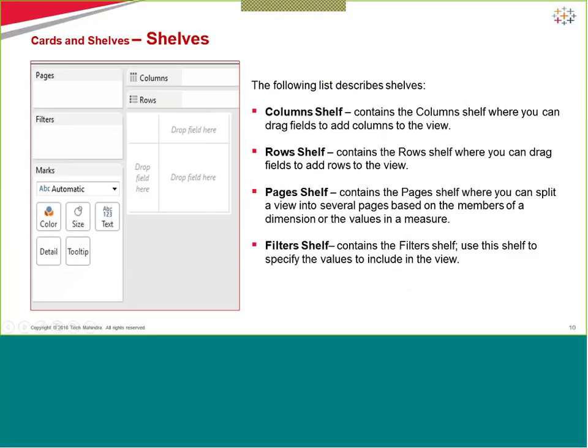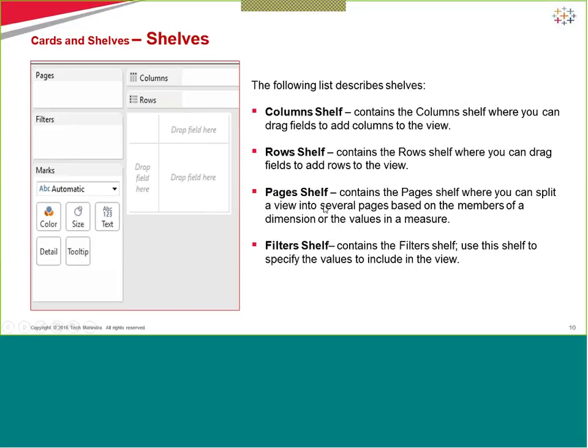So we will find something called the column shelf. The column shelf contains columns where you can drag fields and add them to columns in the view. So in a visualization, if I want to add some column data, I can get the data from the data window and drag and drop it into these columns. So the data will be visible. Similarly, the row shelf is a place where you can drag and drop data so that you can view it. So the columns and row shelves are the places where you can drag and drop, and thereby create your view.